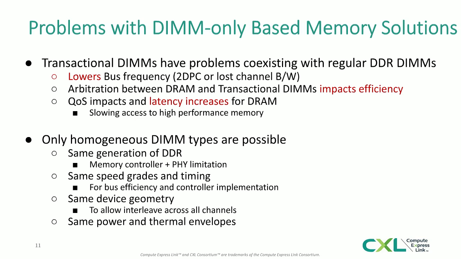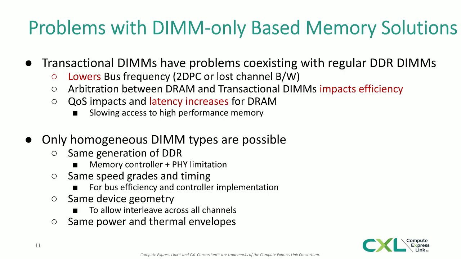Secondly, the memory controller has to arbitrate between requests to DRAM and to the slow memory, and that impacts bus efficiency. And finally, you have interference between the DRAM and this new memory type, which causes the new memory type to steal bandwidth from your high-performance memory and increase latency.